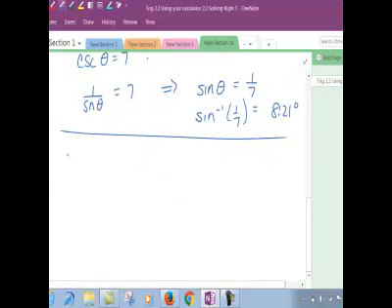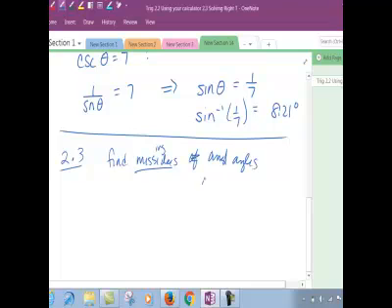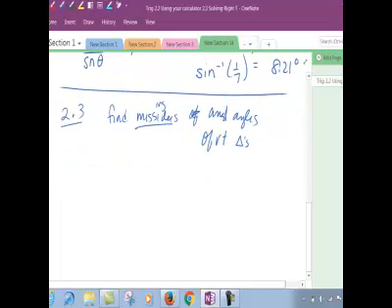Let's move on to Section 3 of Chapter 2, and this is about solving right triangles. What that means is that you're going to find the missing sides. Ooh, boy, I combined that. Missing sides and angles of right triangles. And we're going to use SOHCAHTOA for these, all right?